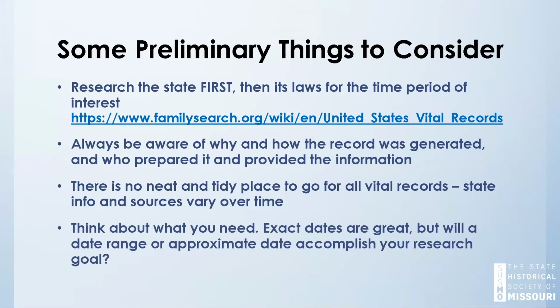Think about what you really need. A lot of people get obsessed with getting that exact date, and these are great. It's wonderful to have exact dates, but sometimes for many purposes, a date range or approximate date will get you what you want. For example, with DAR, if you can't find an exact date, they'll accept a range or an approximate date in many cases. So make sure you're not going to obsess over something you don't need to obsess over.